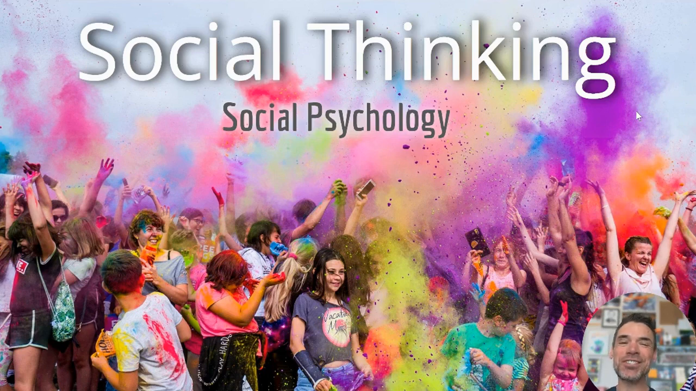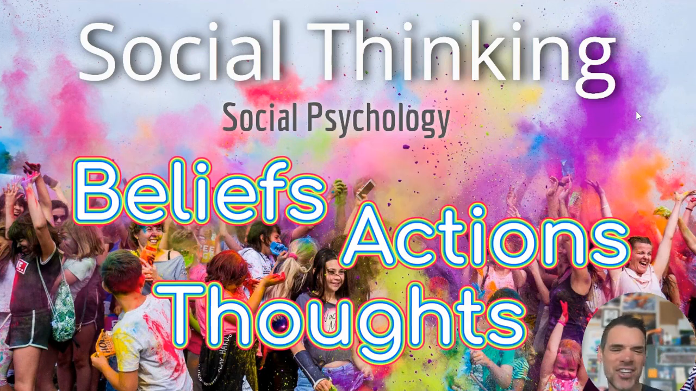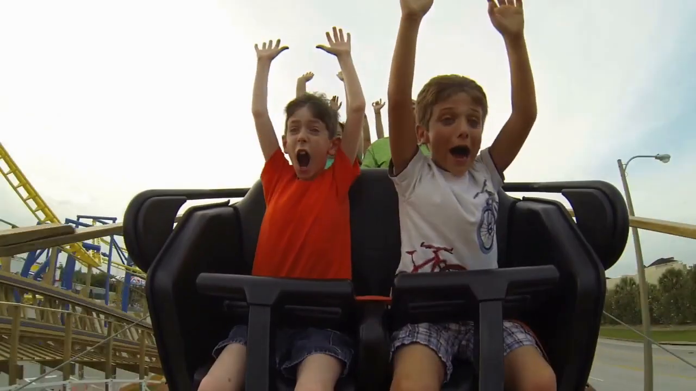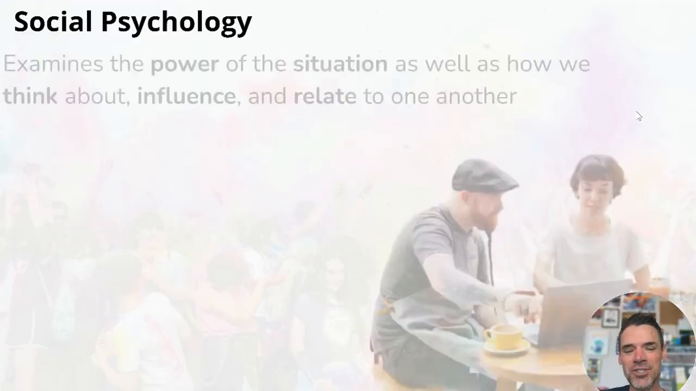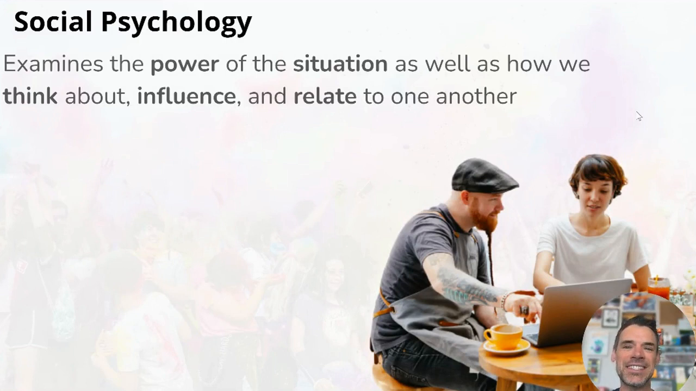Hey guys, we're going to start social psychology today with talking about attribution theory and also personal perceptions, how that changes our beliefs, thoughts, actions, all these things. Here we go. Let's get into it. Social psychology, our definition, it examines the power of the situation as well as all those things I said, how we think about, how we influence, and how we relate to other people.